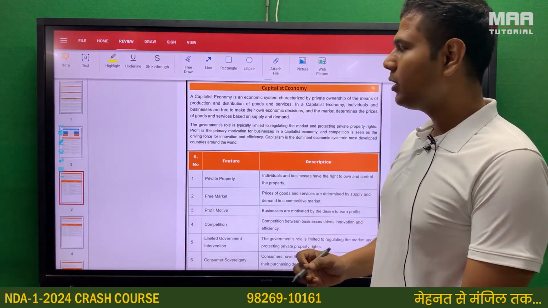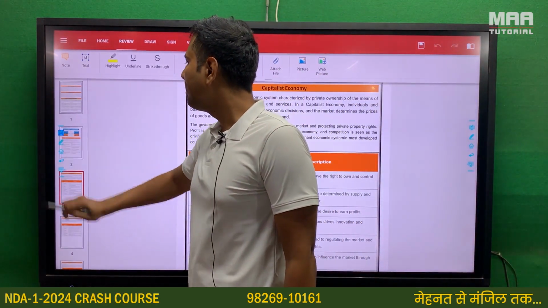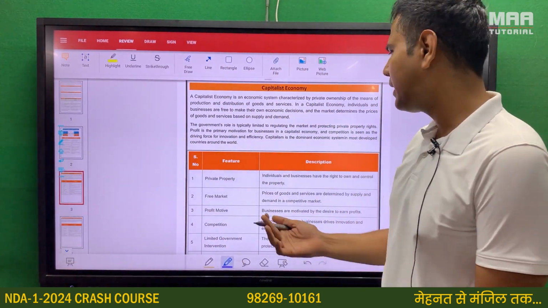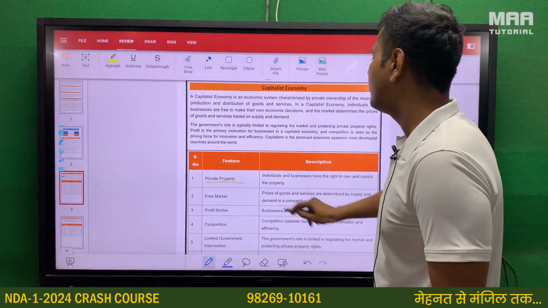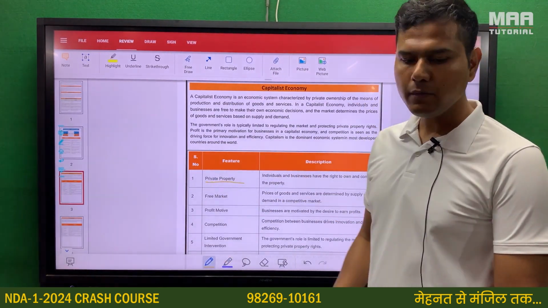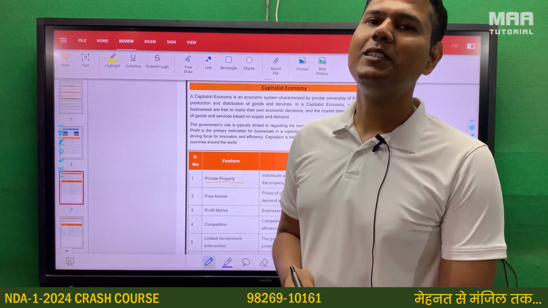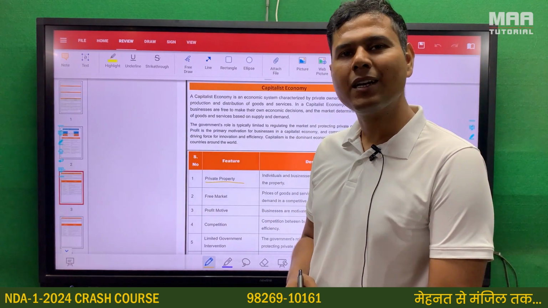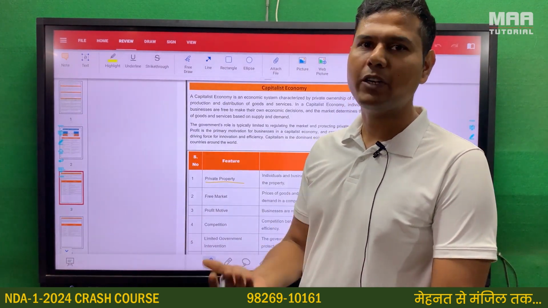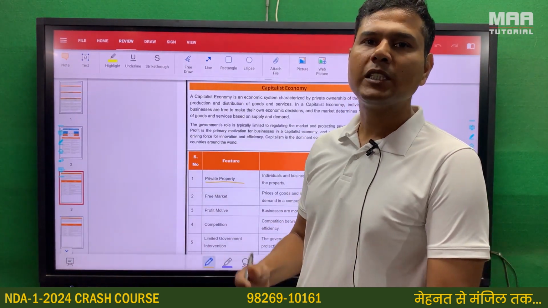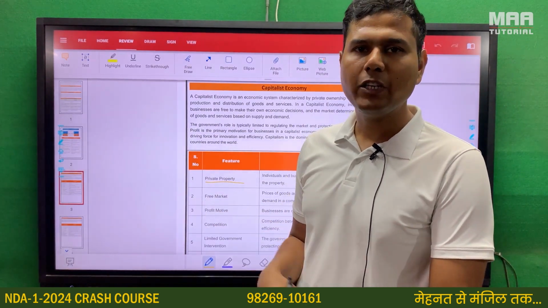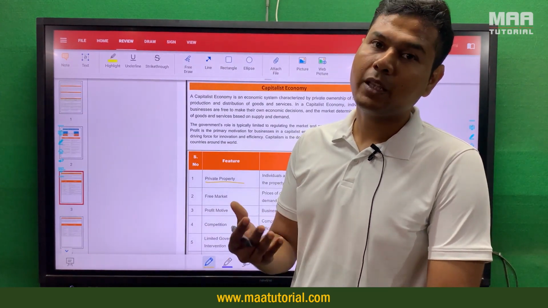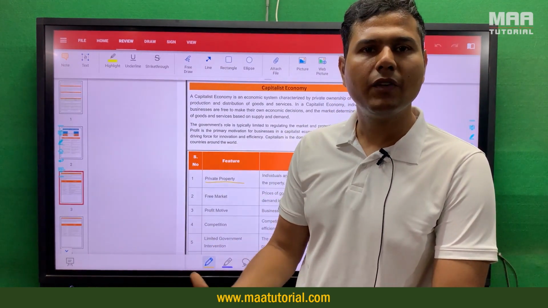So let's see what is capitalistic economy. We'll use some keywords and try to understand them. The first keyword is private property. In a capitalistic economy, you'll see that there is private ownership. So I ask you, do we have private ownership in our country? The answer is yes, we have private ownership in our country. Private individuals can have big oil companies. Owners can have houses. Private individuals can purchase property. They can invest in different things and own them.